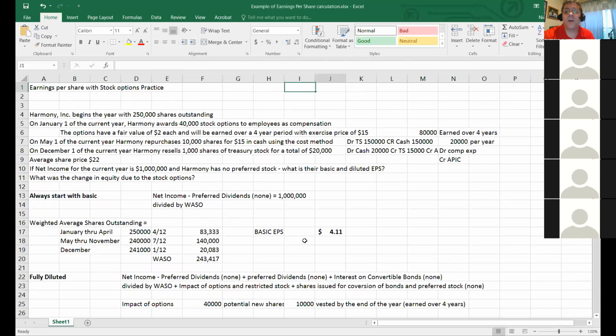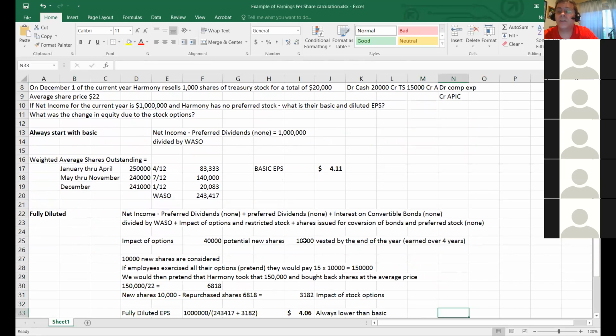Because we knew that they had earned it. Remember our share over here, they've earned it over 4 years and 1 year has gone by. So they had 40,000 options. And so they've earned 1 year out of 4, that's 1/4, or 10,000 options. Okay. So next year, if we were doing 2 years, it would be 20,000, right? That would be what we'd have to worry about. And the next year, 30,000. Okay. So we're going to just do the 10,000.